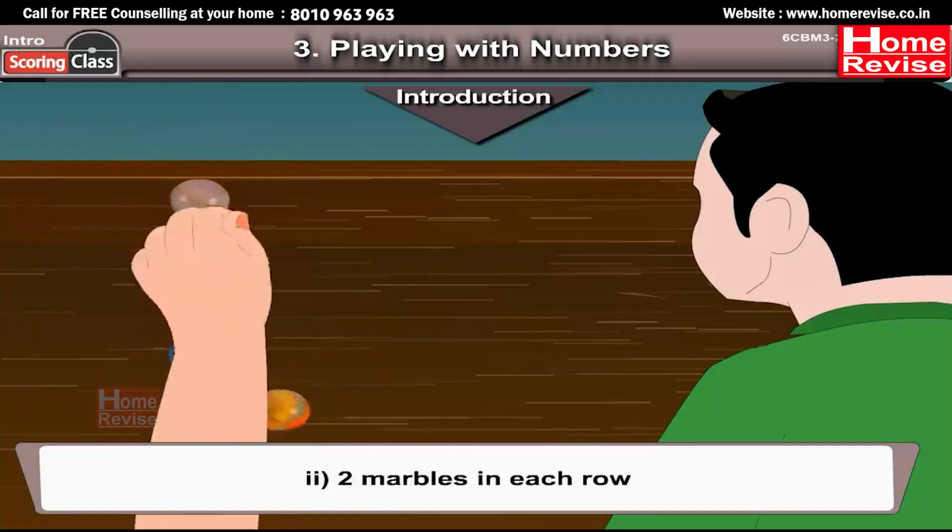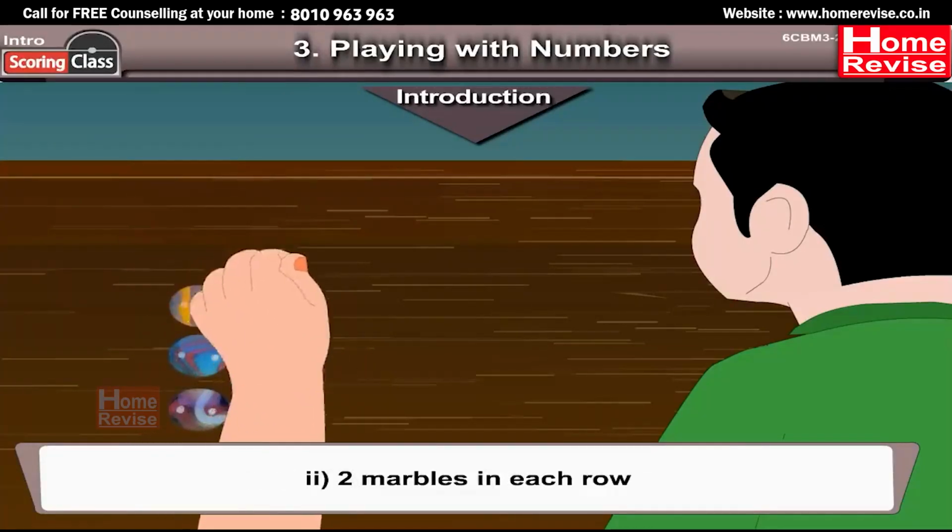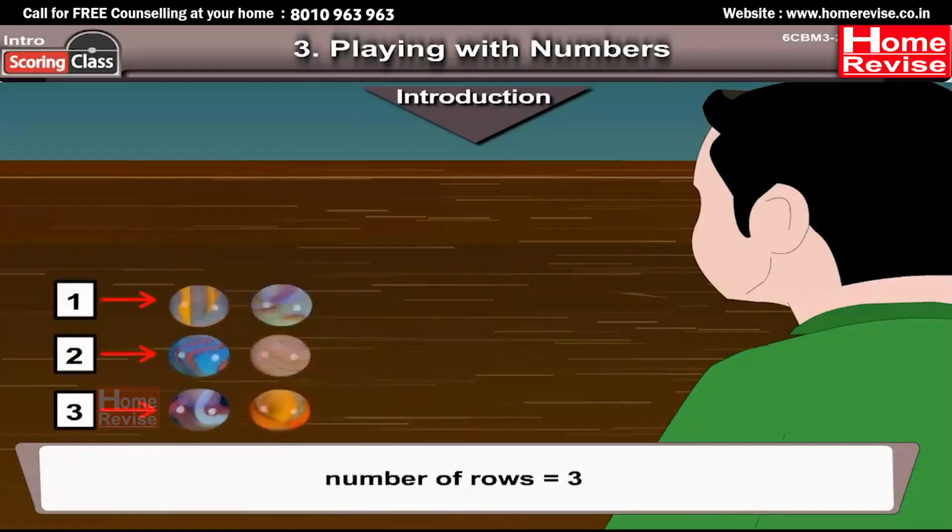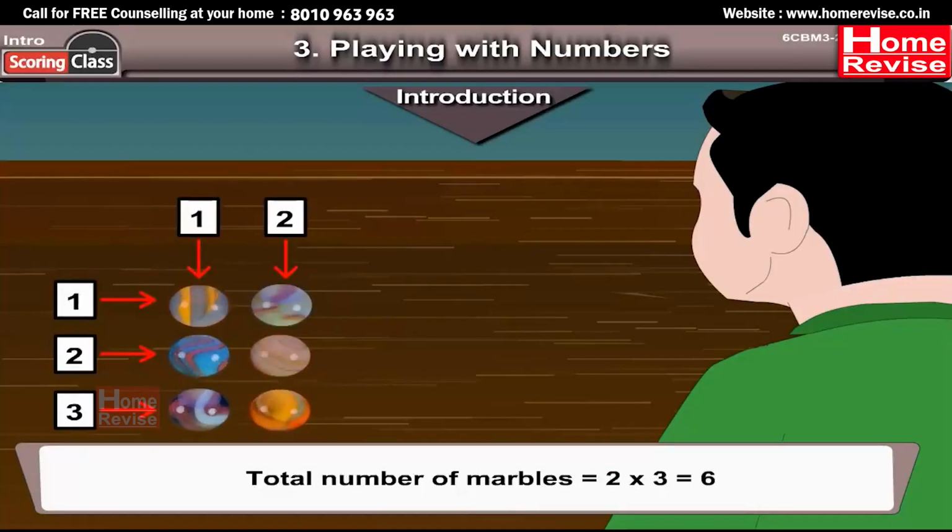Number 2. 2 marbles in each row. So the number of rows would be 3. So the total number of marbles would be 2 multiplied by 3, that is 6.